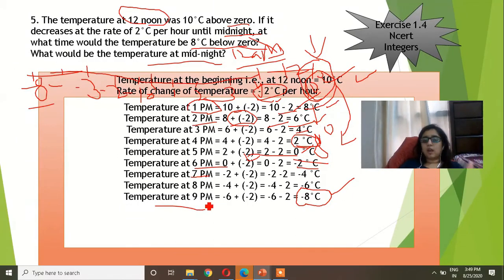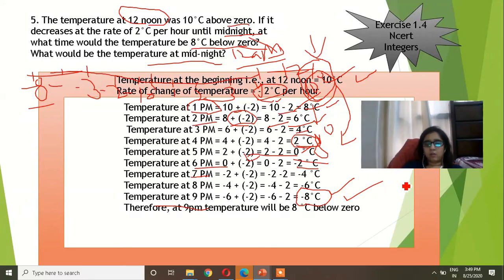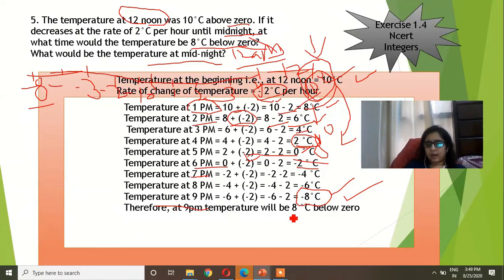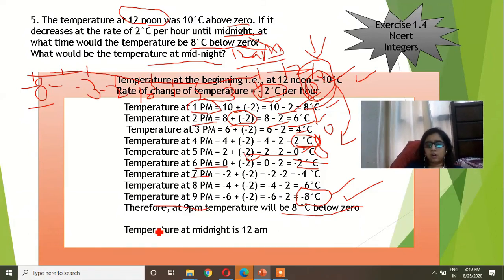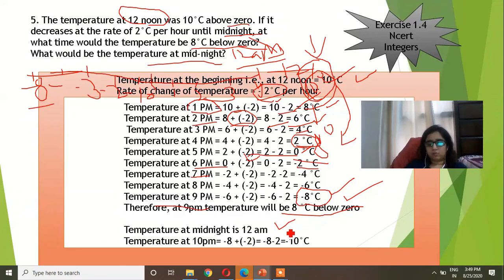We know that the temperature at 9 p.m. is minus 8 degrees Celsius. So what we will do in order to find out the temperature at 12 a.m.? Therefore, at 9 p.m. the temperature will be 8 degrees below zero. So if you see, we have to find out the temperature at midnight, that is 12 a.m. So what we will do, we will find out the temperature at 10 p.m., just in the same way we have done to find all these temperatures at different times.